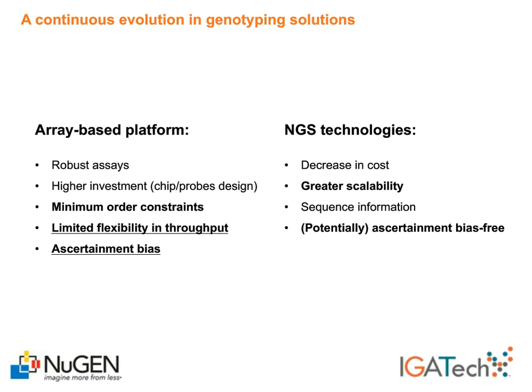On the other side, next generation sequencing technologies have posed on the market with a keep decreasing cost, also providing a greater scalability given by the capability of multiplexing reads. They also do provide sequence information, and so they are also potentially an ascertainment bias-free technique.